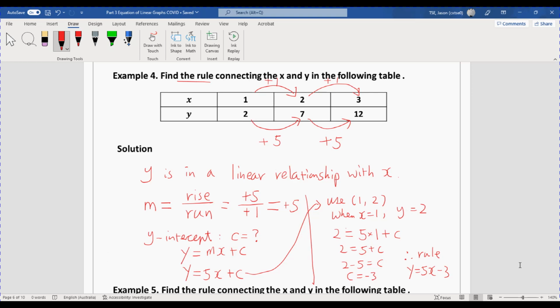If you don't have the y-intercept, that's okay. You just rewrite the equation with c unknown. Just like in example 4, I rewrote y equals mx plus c. Then just choose any pair of points. Like if you use 1, 2, you just put x equals 1, y equals 2 into the equation to find c, just like what we did before, and you will get c and then the equation.